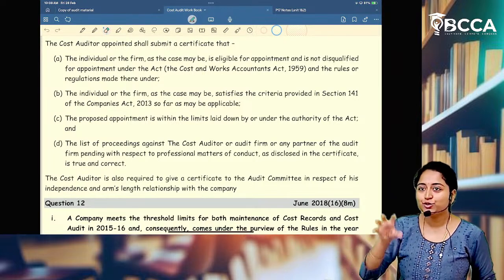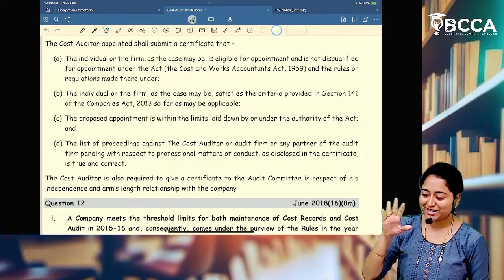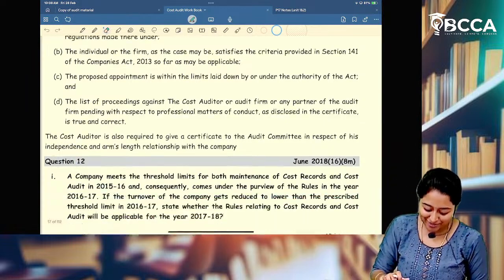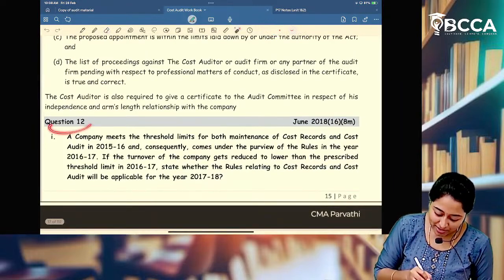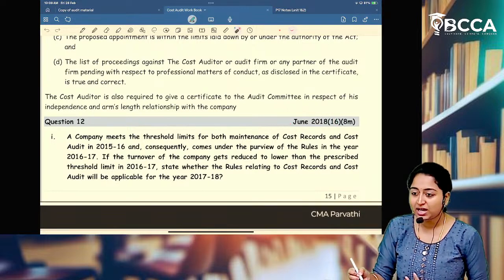Okay, so try to make this gambling in your exam paper. Don't do exact gambling, like real gambling, do it in your exam paper. Now question number 12, June 2018, has been asked for 8 marks.